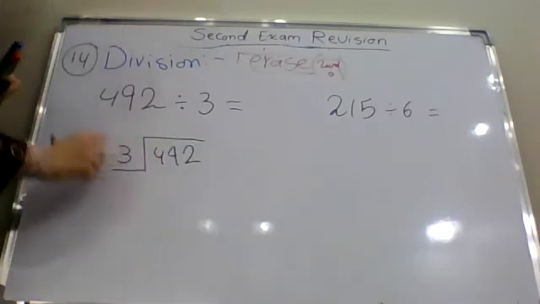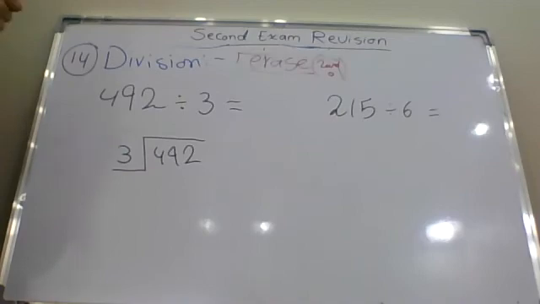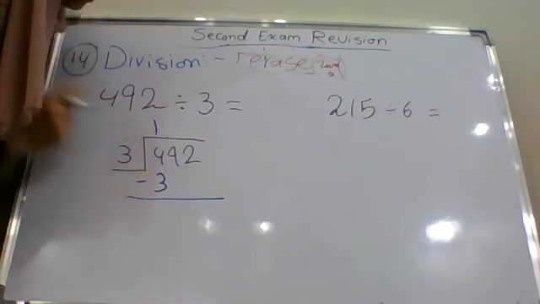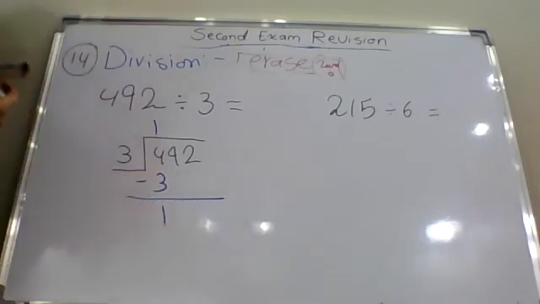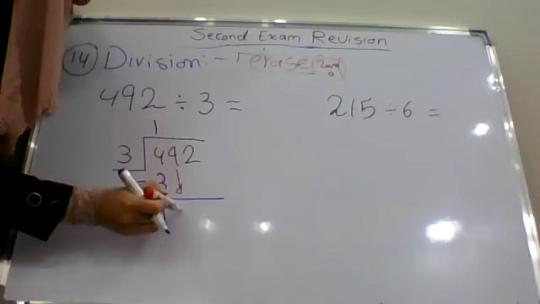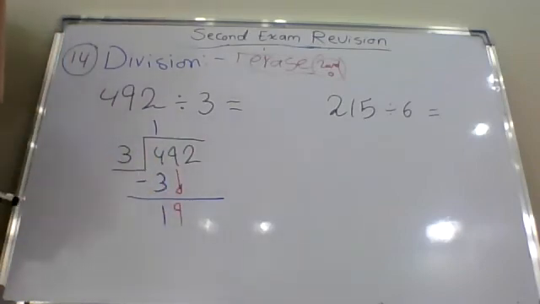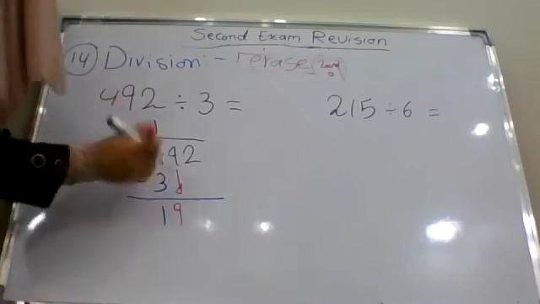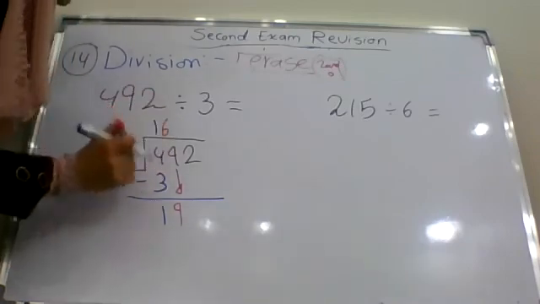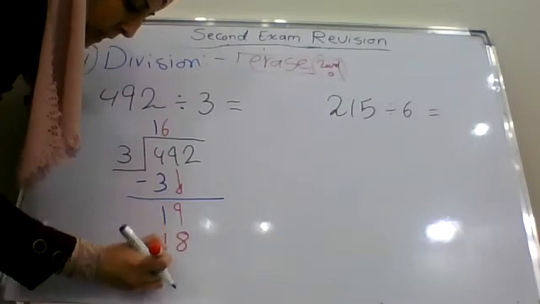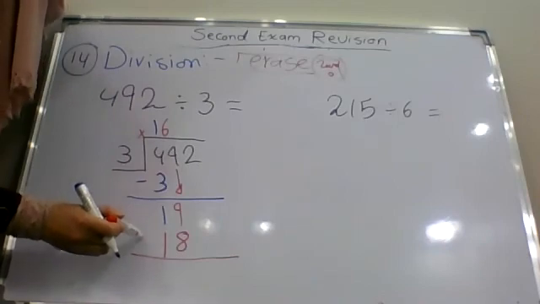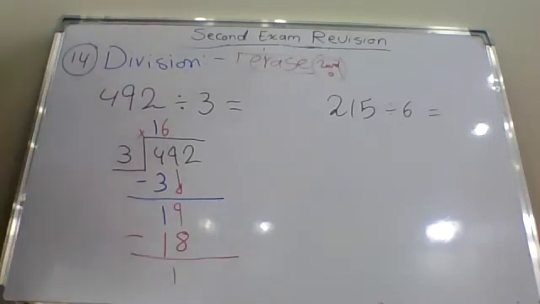We check the first number. How many 3 inside this 4? I have 1. Multiply it. 3, subtract it. 4 take away 3 equals 1. And we put down number 9. How many 3 inside this 19? I need to find 19 in the times table of 3 or less. I can find it with the 18 if I multiply it by 6. 6 times 3 equals 18. Okay. The answer is 1, when I subtract it.